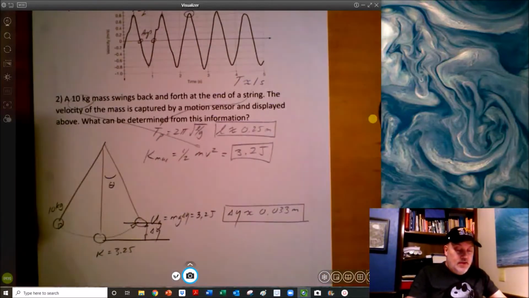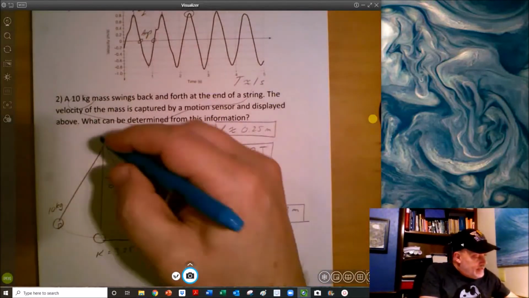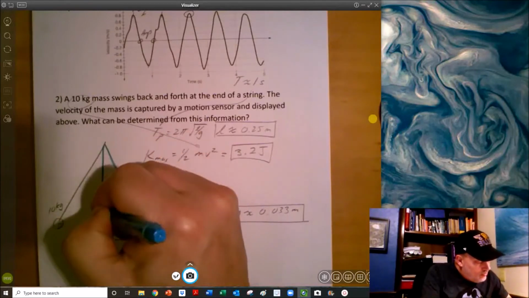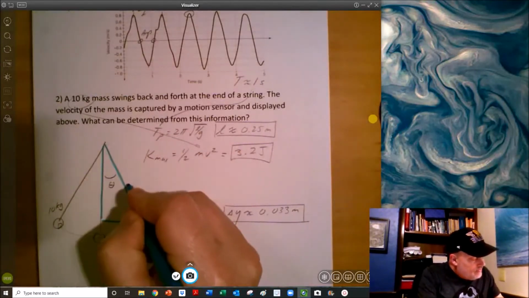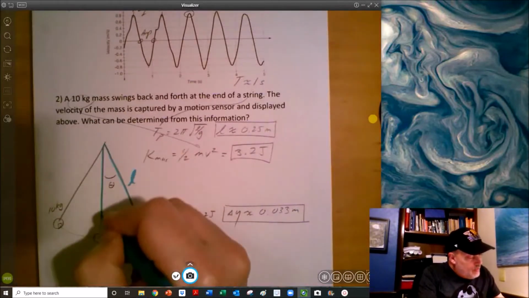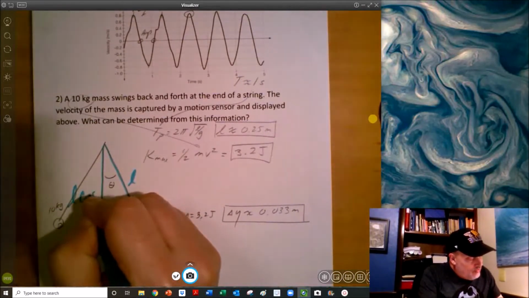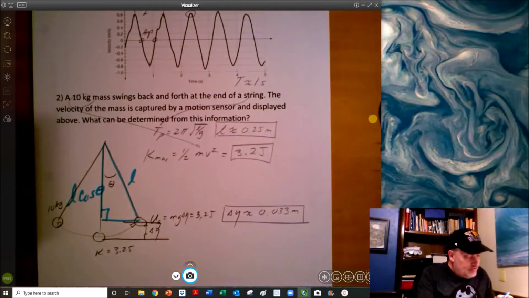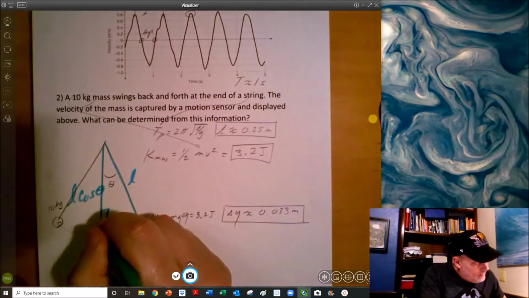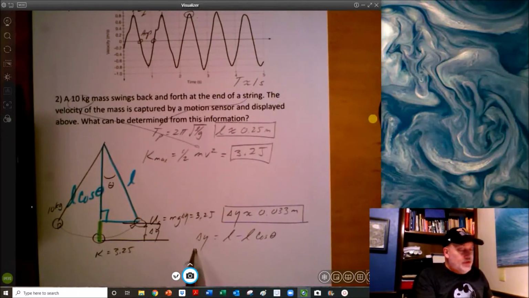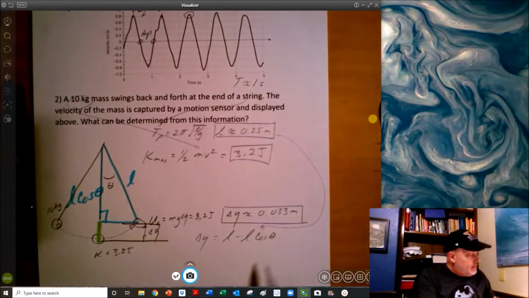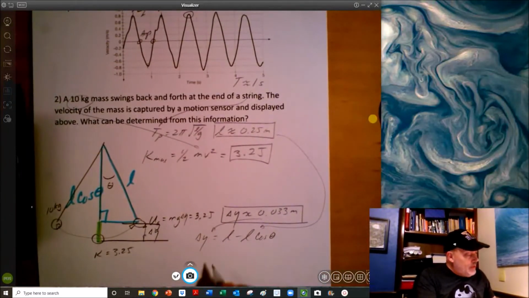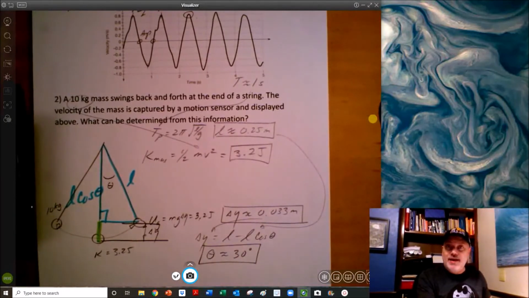0.033 meters. And the last thing that I want to point out is that if we use this triangle right here, realizing that this is the length from here to here, and that from here to here will be L cosine theta for this side, and that our delta y will be this distance from here to here. So knowing that delta y equals L minus L cosine theta, and knowing that we already calculated the length, and we have the delta y, we can calculate the angle theta that we started from, which will be approximately 30 degrees. And there you have it.